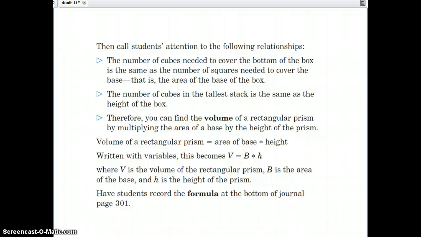We write that as V equals B times H. V stands for volume, B for the area of the base, and H for the height. Record this formula at the bottom of journal page 301.